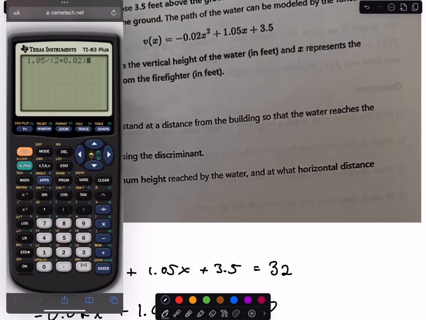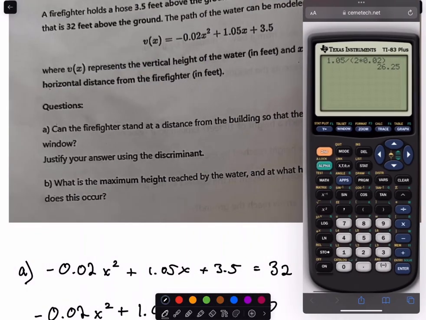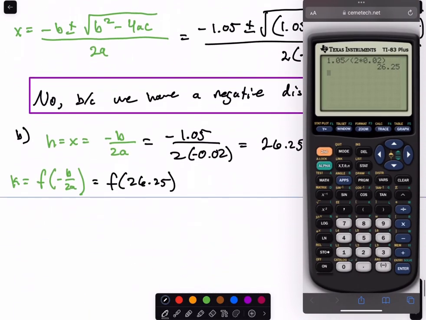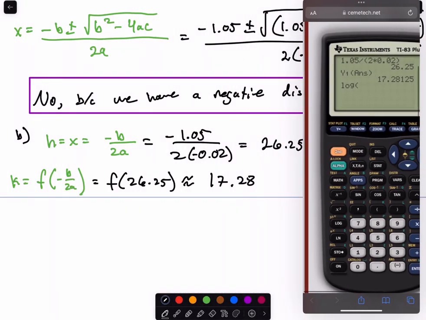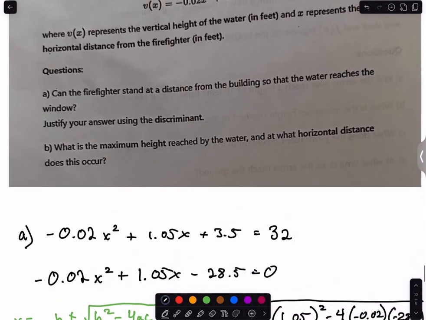Let me see if I can pull that number back up. Okay. So we want to evaluate this function at that answer. 26.25. Max height. We're getting approximately 17.28. Should be in feet.